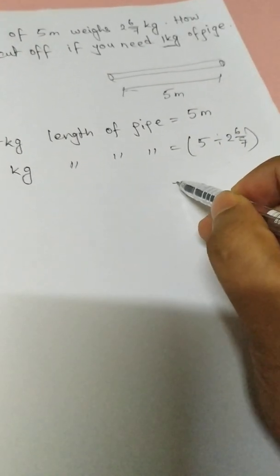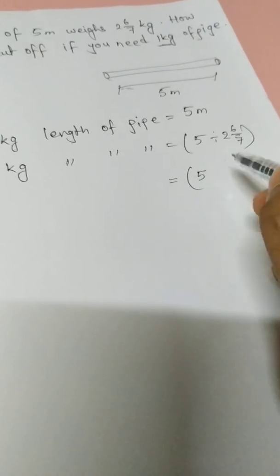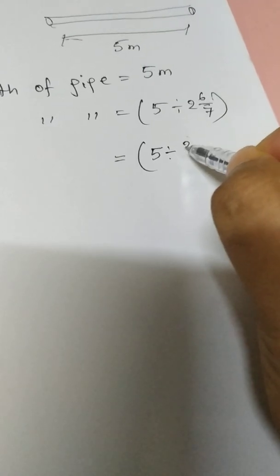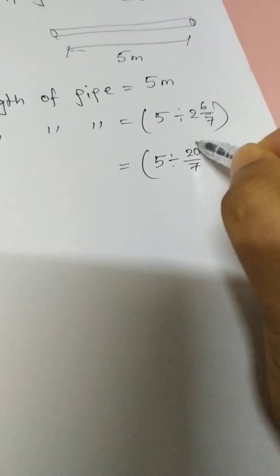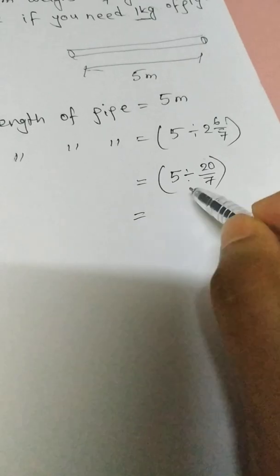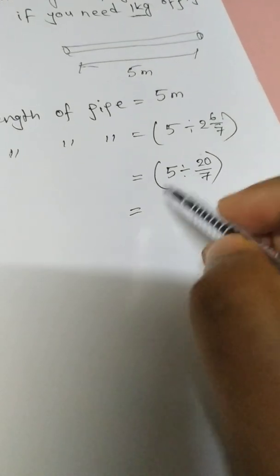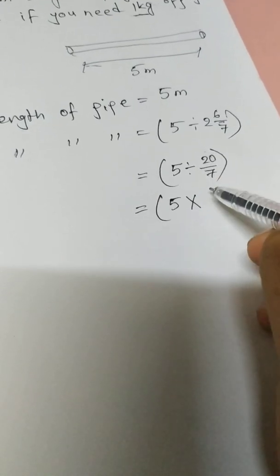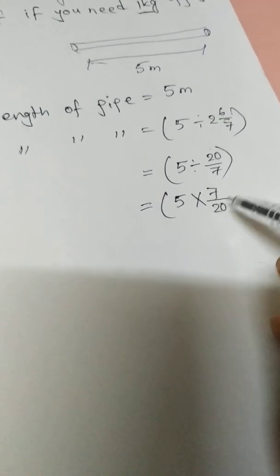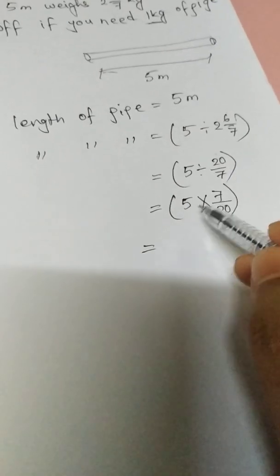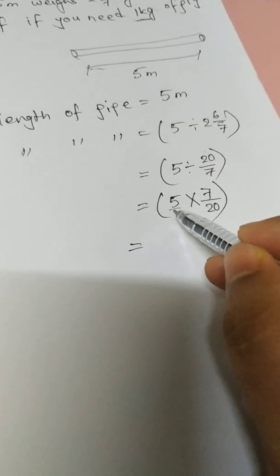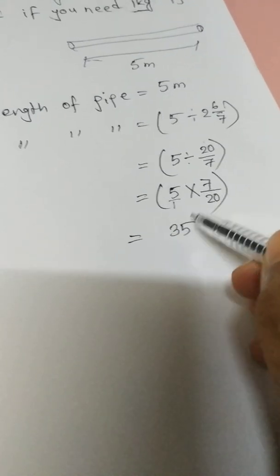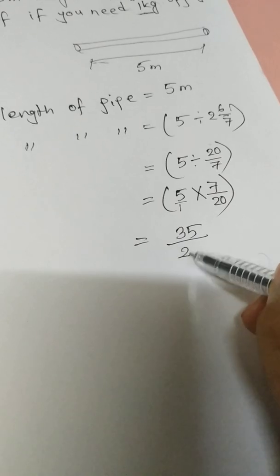Now we just do the division part. So 5 divided by 26 by 7: 7 times 2 is 14, 14 plus 6 is 20. So 20 by 7, right? Next we convert this divide sign into a multiply sign. So 7 comes up, 20 goes down, 7 by 20. We know that there is 1 in the denominator always. So 5 into 7 is 35, and 1 into 20 is 20.